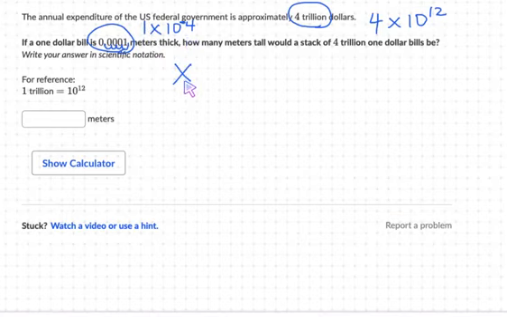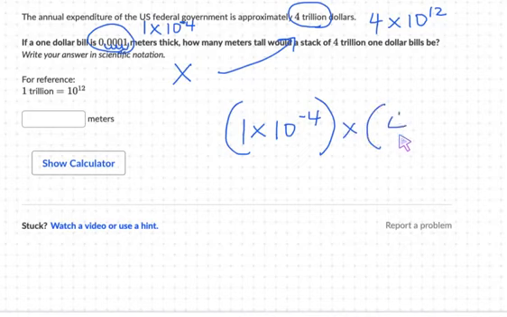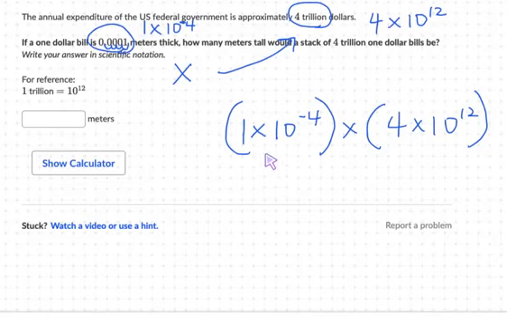We need to look at how thick that stack would be if we multiplied that 4 trillion times, because there are $4 trillion, okay? Just like if there were 2 of them, you would take this number and multiply by 2. If there were 3 of them, you would take that number and multiply by 3, because there's 3 of them. Well, now we're saying that there's 4 trillion of them. So we are taking 1 times 10 to the negative 4th power and multiplying it by 4 times 10 to the 12th power.